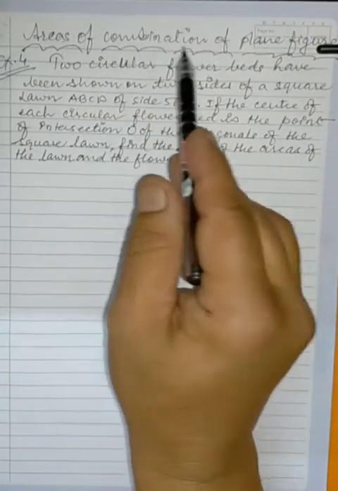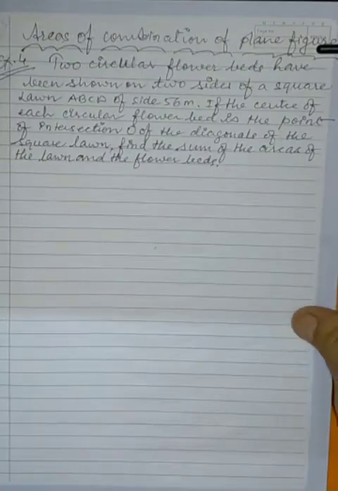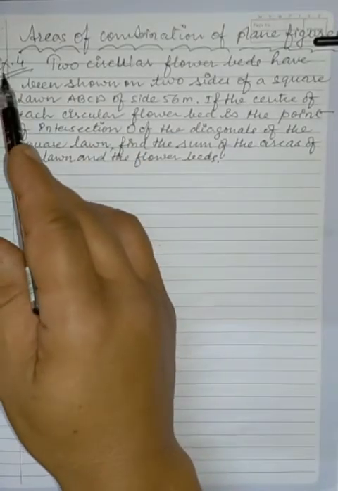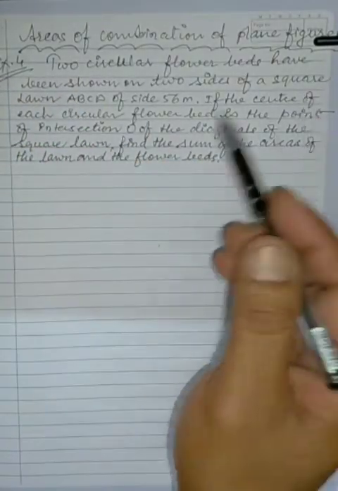In this video, we will see the areas of combination of plane figures. This is a new topic for us. And to understand this, we will use one example. I am using example number 4 of NCERT book.